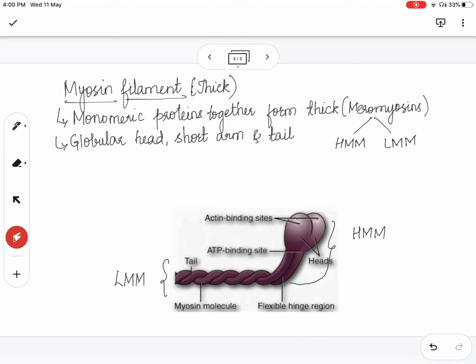So this is about the structure of sarcomere and contractile protein. I hope you have understood. Each and every point mentioned in this note has definitely come in the form of questions. So you make a note of everything. I hope you have understood everything.